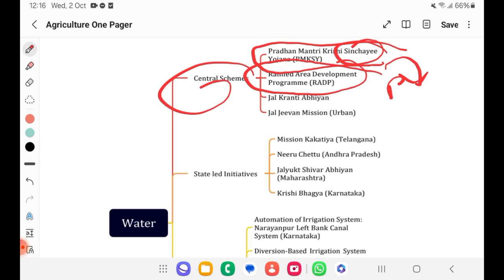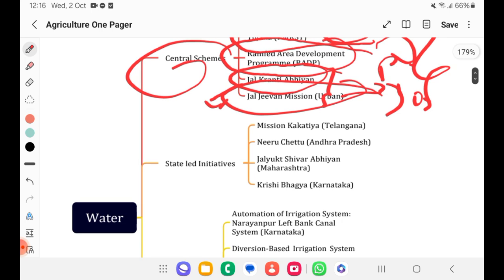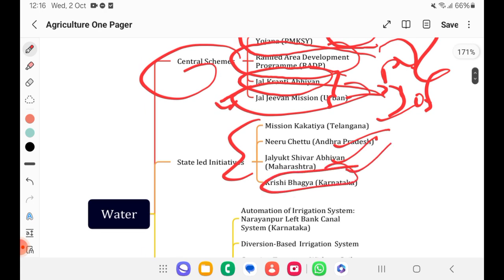Then we have Jal Kranti Abhiyan, Jal again water, and Jal Jeevan Mission, which is for urban. Jal Jeevan Mission, Jal Kranti, there are two initiatives here. Then Krishi Sinchai Yojana, then Rain-fed area development program. These are central schemes. State schemes: Mission Kakatiya Telangana, Neeru Chettu Andhra Pradesh, Jal Yukt Shivar Abhiyan Maharashtra, Krishi Bhagya Karnataka. Krishi Bhagya is for water again.